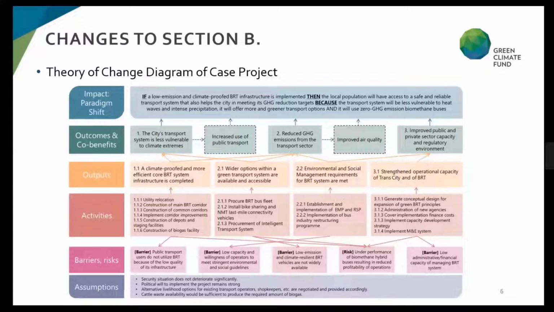As you can see, there are arrows that show the logical linkages between results, even for the co-benefits. Air quality can be improved when the second outcome of reduced GHG emission is realized. As I mentioned before, it is indicated in the box whether it is a barrier or risk. So there is no big change in terms of its structuring, but let's focus on some details at impact and outcome level.